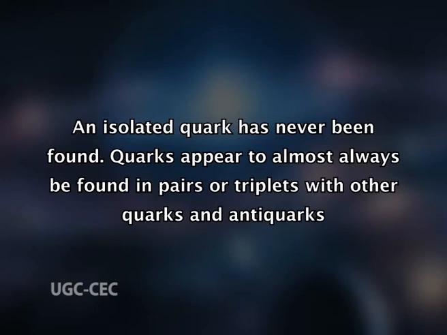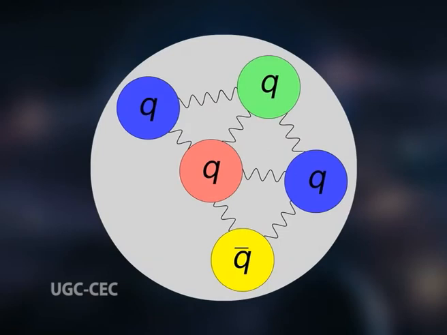Each type of lepton and quark also has a corresponding antiparticle, a particle that has the same mass but opposite electrical charge and magnetic moment. An isolated quark has never been found. Quarks appear to almost always be found in pairs or triplets with other quarks and antiquarks. 2 theoretically predicted 5 quark particles called pentaquarks have been produced in the laboratory. 4 and 6 quark particles are also predicted but have not been found.